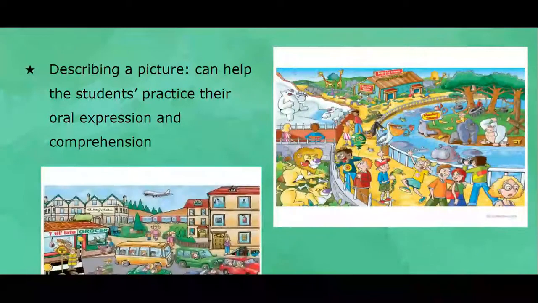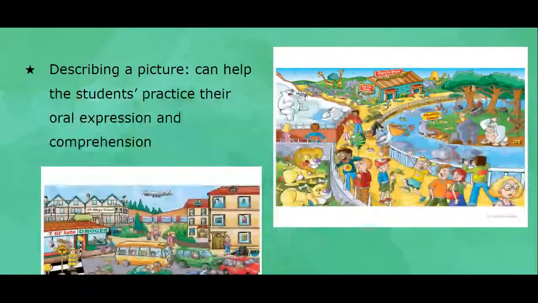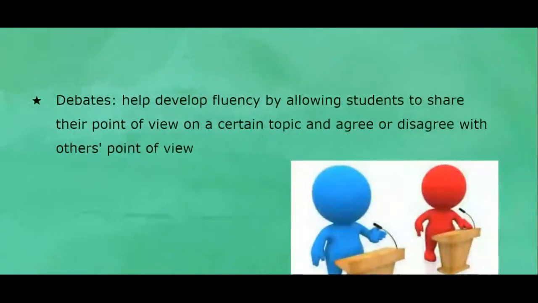Then other activities that involve descriptions, such as, for example, describing a picture. Well, this helps students practice their oral expression, and they can also practice their comprehension through describing things. And another activity that is crucial for students can be debate, since they can develop their fluency. But besides this, through the exchange of ideas or different points of view, they also get to develop their critical thinking. And, well, that's for the activities.